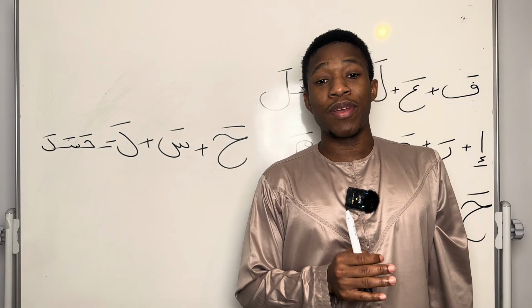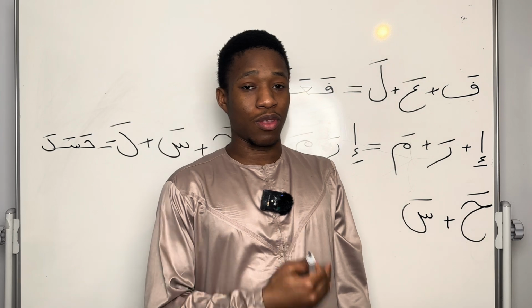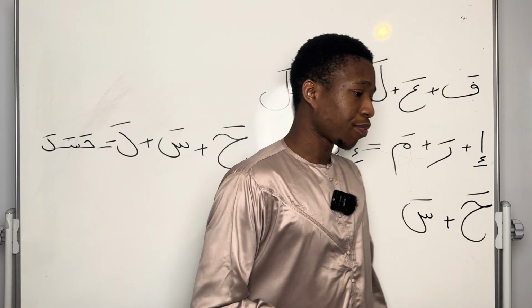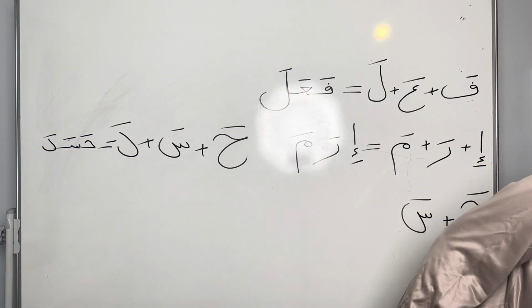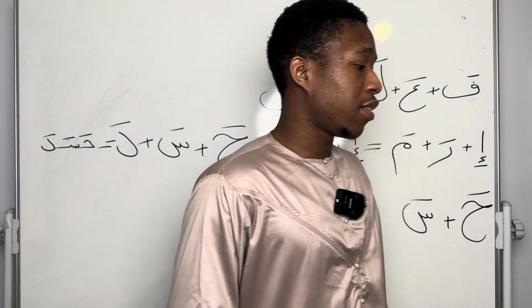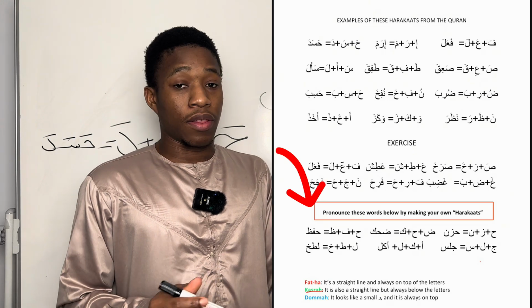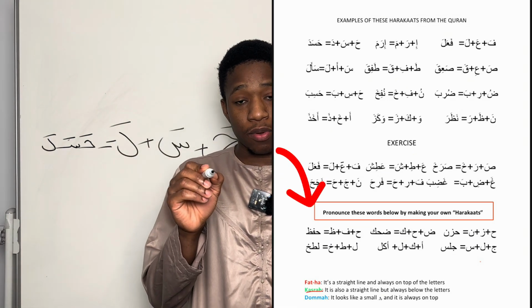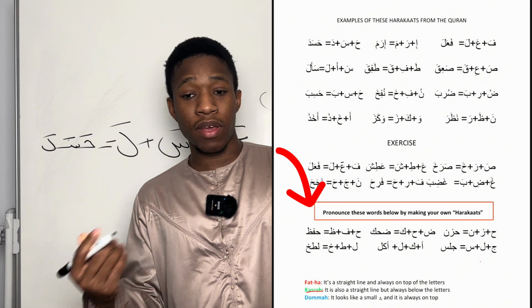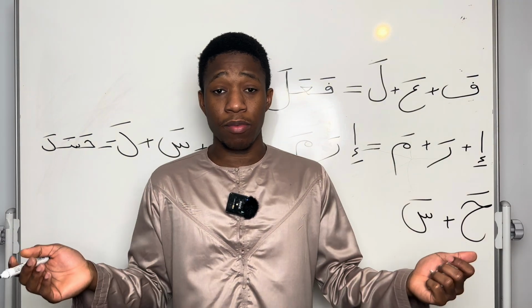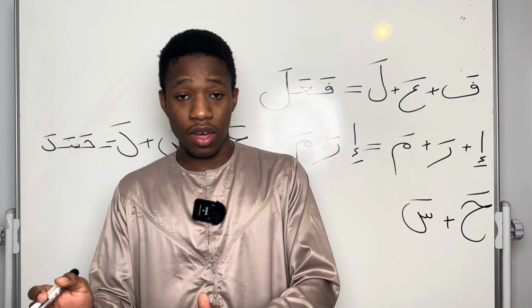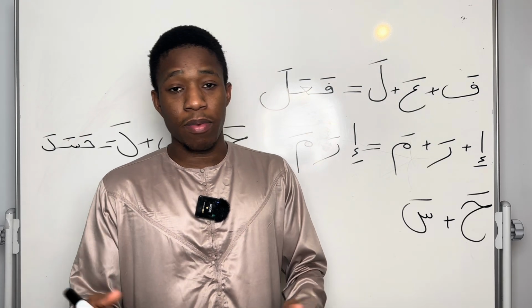If you've got the PDF, it's easy. Just go through them and do the exercise as well. And then where it says pronounce these words below by making your own harakah, there you will just try and put the harakats by yourself, whether it makes sense or not in Arabic. It doesn't matter. I just want you to apply the 3 harakats and form a word by yourself.